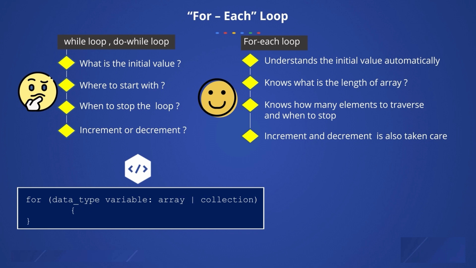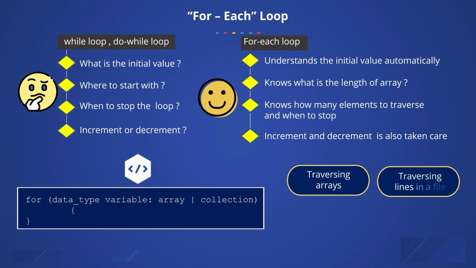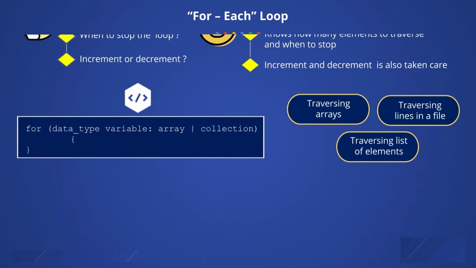But these are all meant for one reason only. These are all meant for looping some set of statements. You can use them for traversing arrays, you can use them for traversing lines in a file, you can use them for traversing a list of elements in an array or any other collection, all that you can do.